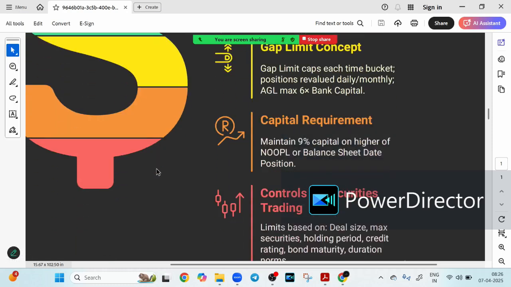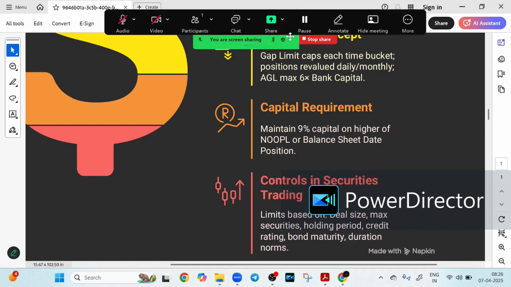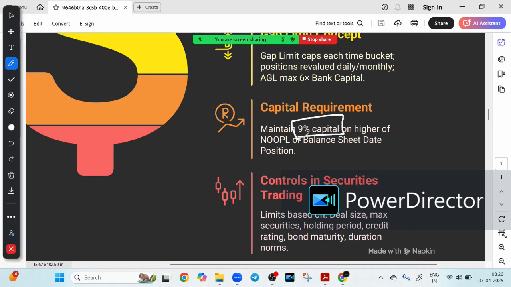Now one more thing, capital requirement. Here is the golden rule. A bank must maintain a 9% capital buffer. But on what? Either on their NOPL. What is NOPL? That is the net open overnight position limit. This question is most frequently asked.